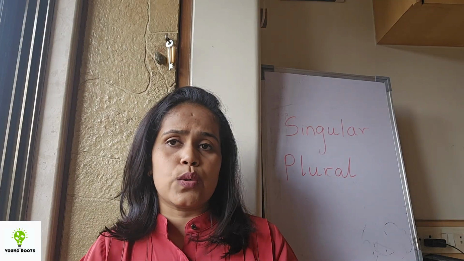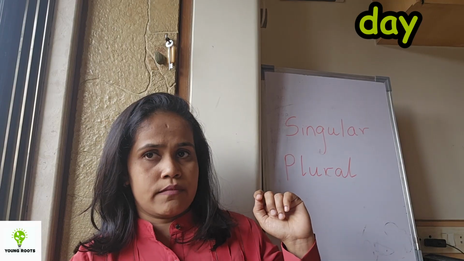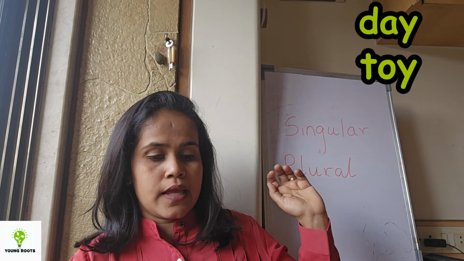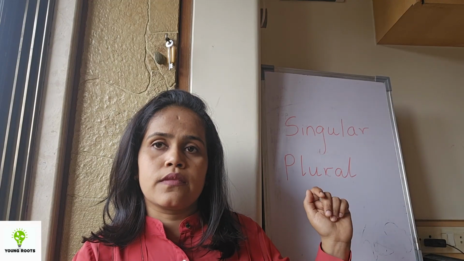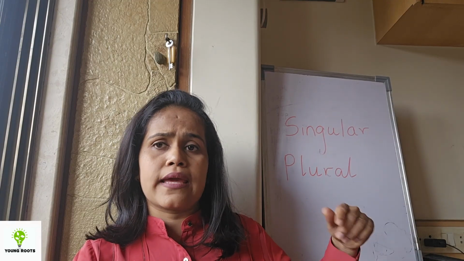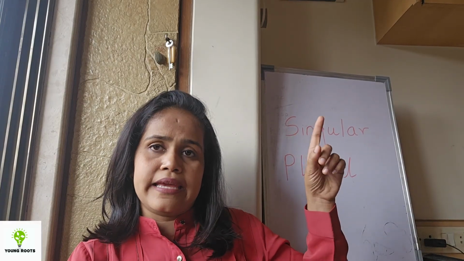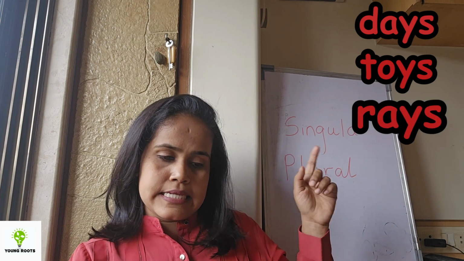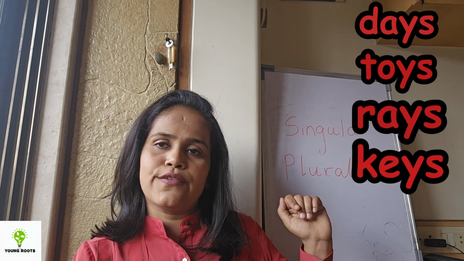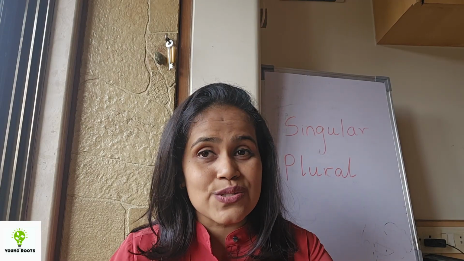Okay, here are a few examples when it is a vowel before the Y. For example, day, toy, ray, key, tray. Okay, these all are ending with a Y and it has a vowel before that, so you just simply add an S, like days, toys, rays, keys and trays. Okay, and when there is a consonant, you remove the Y and add IES.